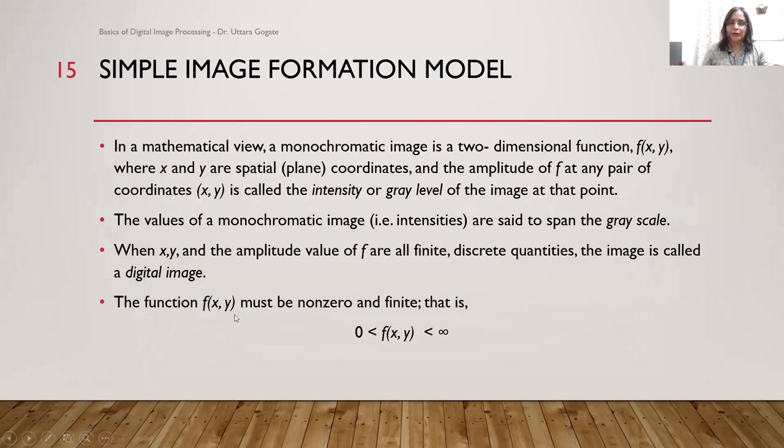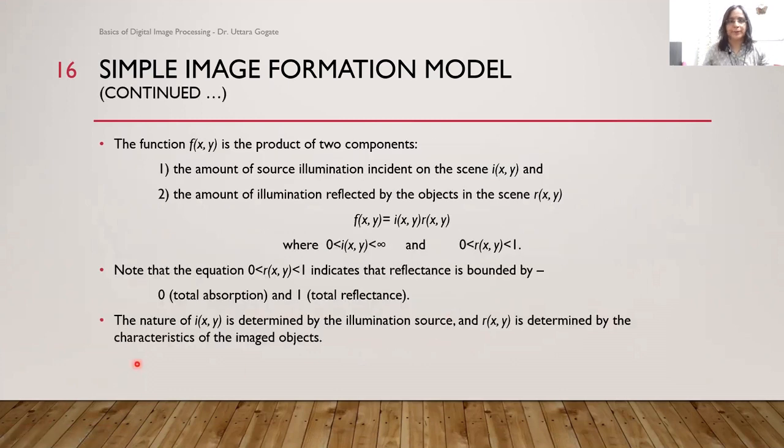So the function, as it is non-zero and finite, you can write as 0 is less than f of x comma y is less than infinity. This particular term represents that it is a non-zero as well as a finite function. Then this function, we are considering, is the product of two components.